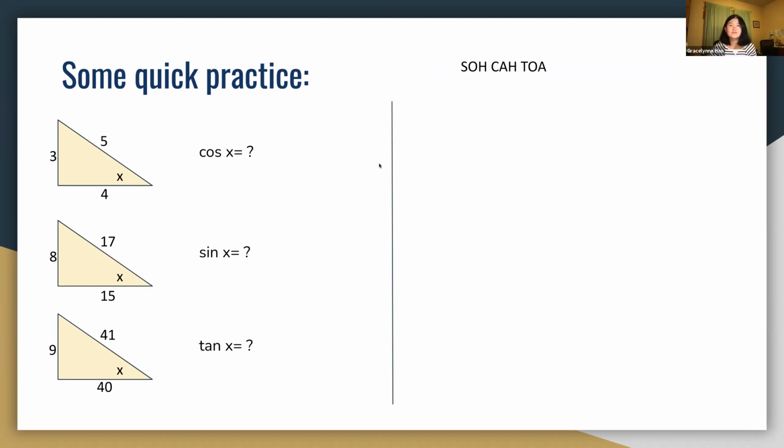So first, we want to find the cosine of x using this diagram. Referring back to our acronym, we have CAH, and this represents adjacent over hypotenuse. The adjacent side to angle x is 4, and the hypotenuse of this triangle is 5. So the cosine of x is just 4 over 5.